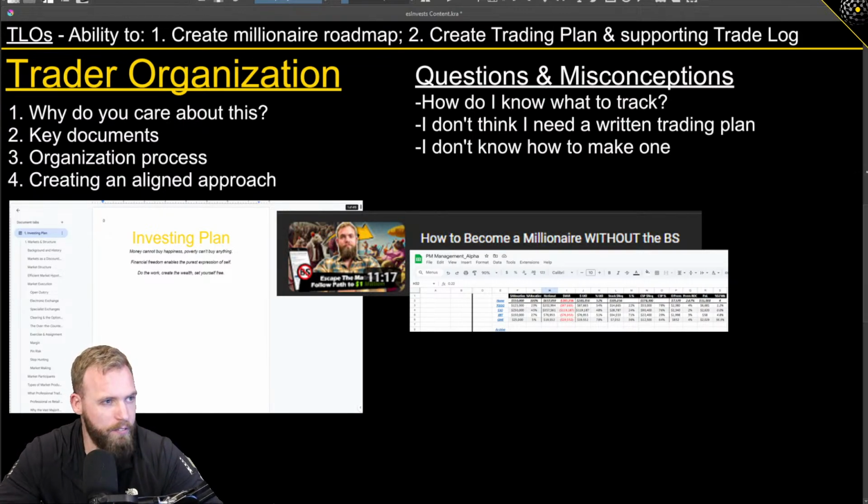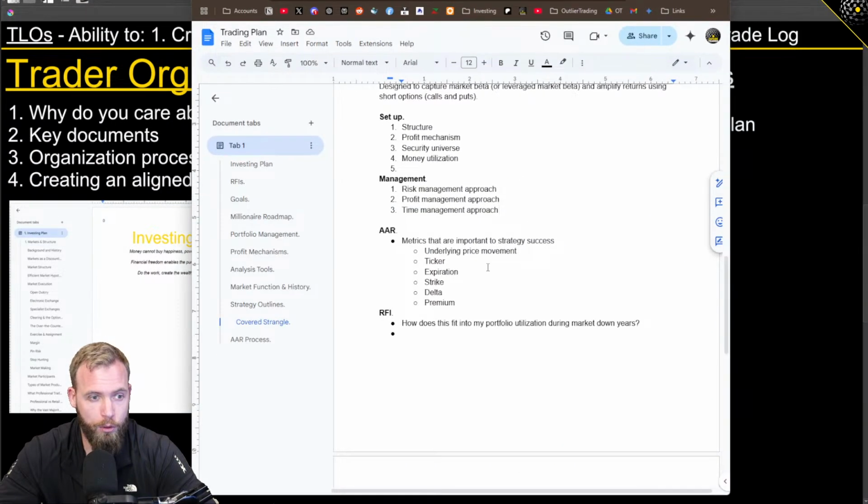That's what we have for Trader Organization. You now know how to create a millionaire roadmap. You understand, and you started to create your own trading plan. And you're able now to create your own supporting trade log based on the inputs we talked about you need to capture by outlining what matters to the individual strategies.